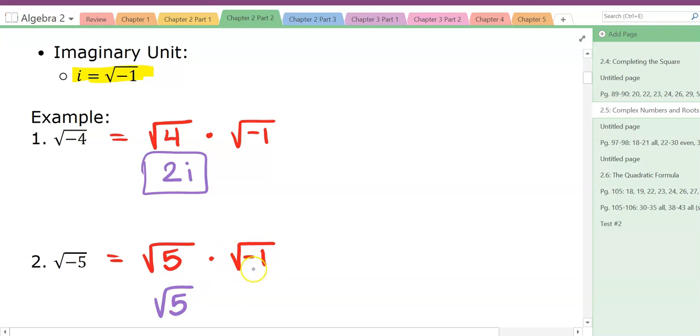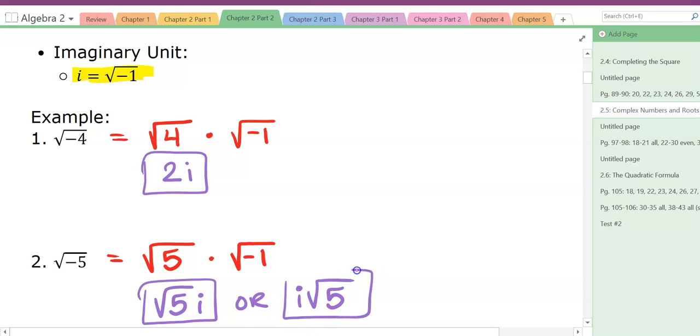But the negative 1, that comes out as an I, so it just attaches to the end. So the square root of 5i. Another way you might see it written is I square root of 5. They might just switch it around.